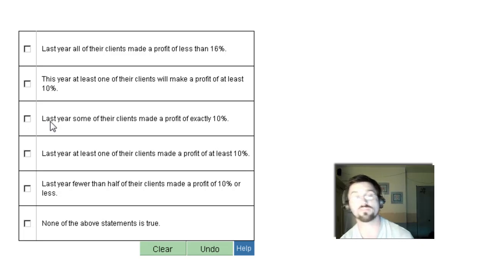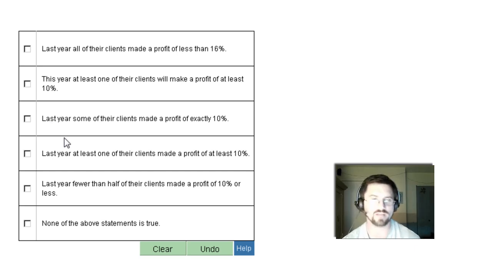Last year, some of their clients made a profit of exactly 10%. No. We could have one client making 8, one client making 12. Just because the average comes out to 10% doesn't mean any of them made it. It's not the mode. It's not the most frequently occurring value. It's the mean. And therefore, any element of the data does not actually have to equal the mean. The mean is just demonstrating the central tendency. It's one way of doing it.